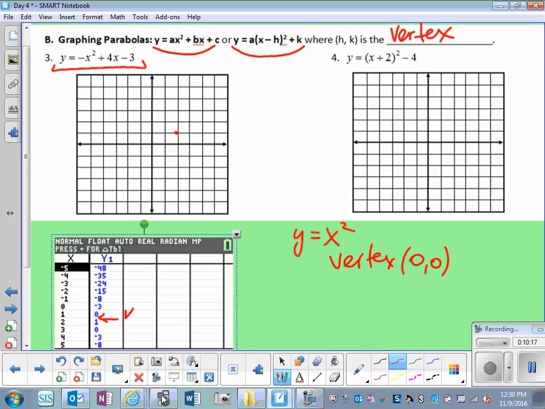So I go to the left of the vertex. It gives me points 1, 0, and then 0, negative 3, and then the parabola is symmetrical, so that's what I'm going to do. And I connect the points. It gives me this nice looking parabola.